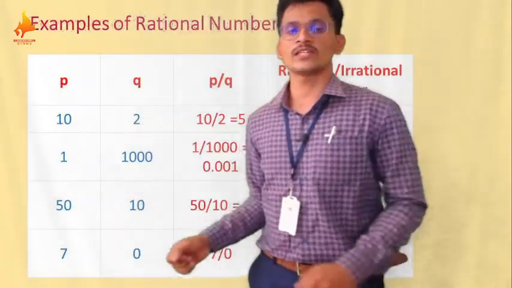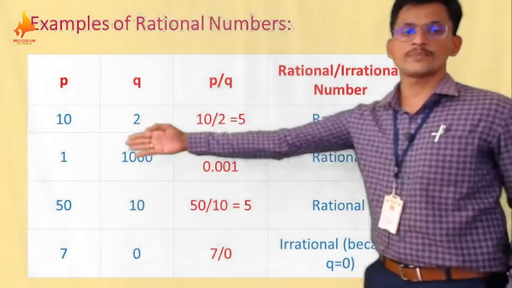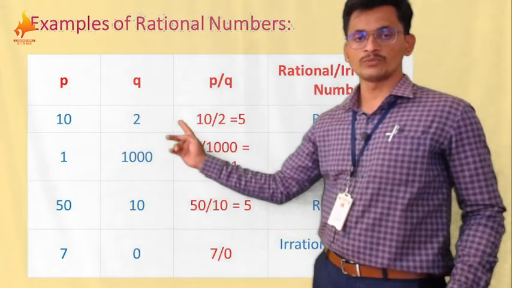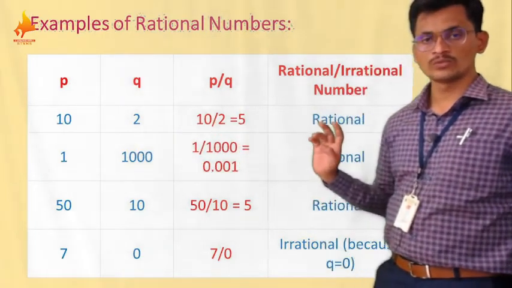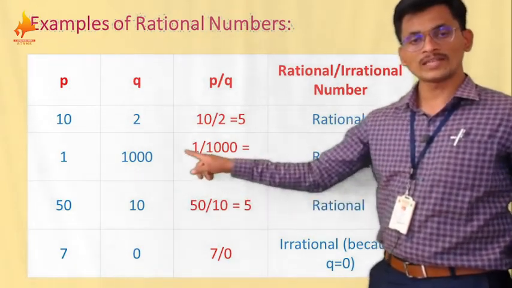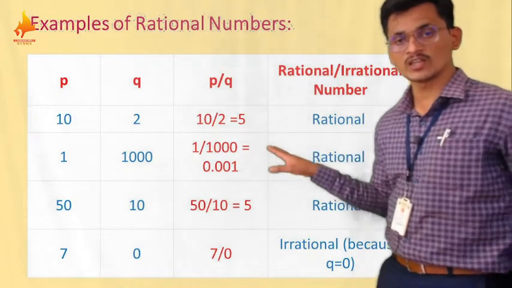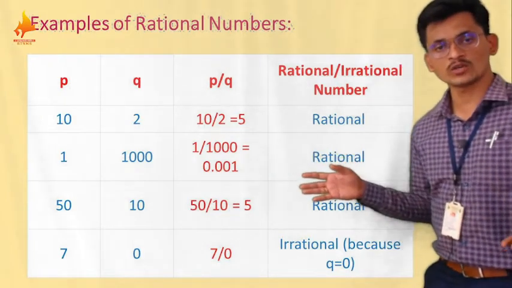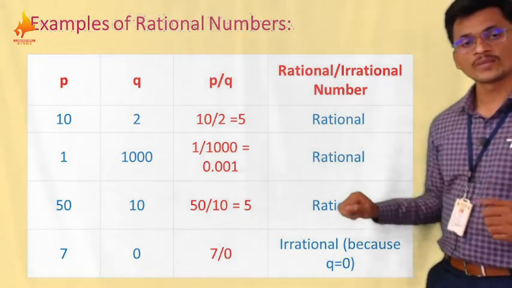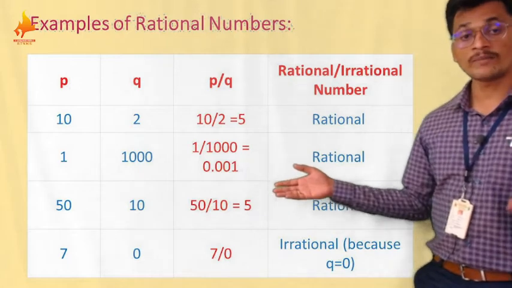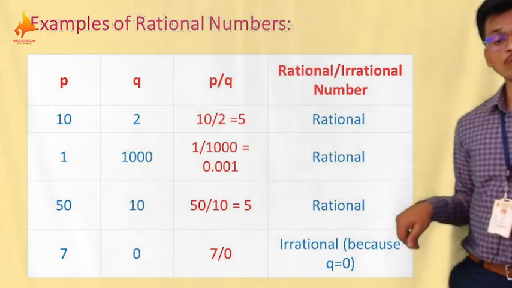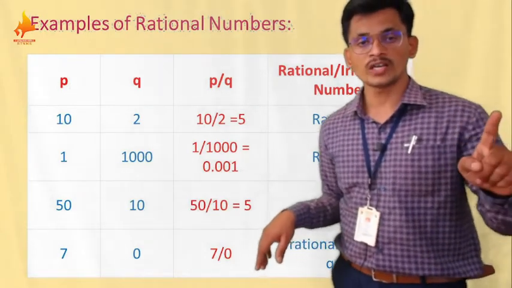Now some examples we may check. Suppose p is 10 and q is 2. What is p upon q? 10 by 2 is 5, and it is always rational. Now 1 upon 1000 is also a rational number as it is in the form of p by q, where q is not equal to 0 and p and q both are integers. Then 50 by 10 is 5, yes. 7 by 0, no, it is not a rational number because the denominator is 0. What we want is that the denominator should not equal 0.